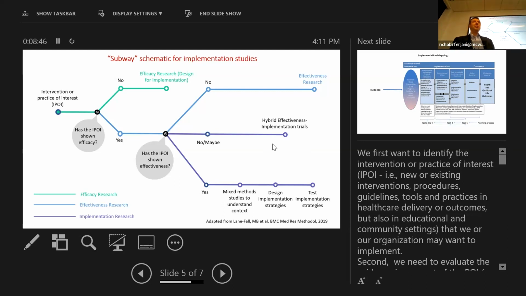Let's say you're interested in patients with insomnia. Should you screen everybody with this assay? Should you do a questionnaire first? If you do a questionnaire, which questionnaire, what cutoff you're going to use? And this may come in that category where you use a hybrid approach between effectiveness and implementation science.